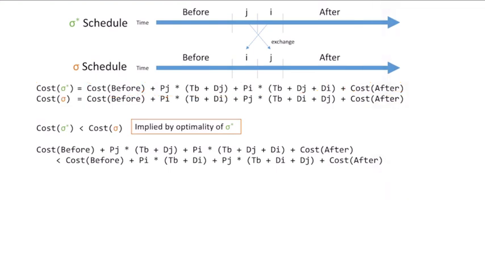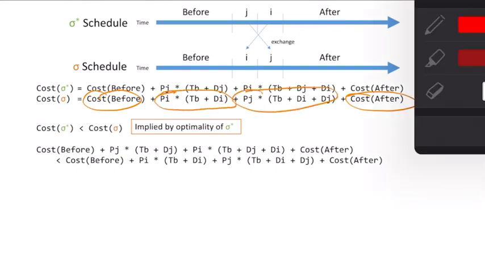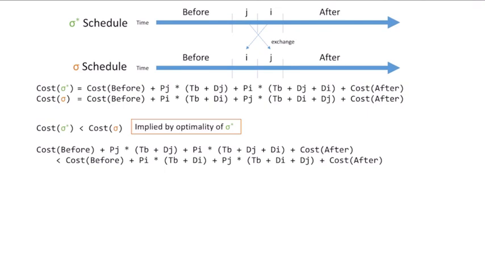Similarly, for the sigma cost, it's the cost of everything before and after, plus the job cost of I and J. The only real interesting thing that I'm denoting here is that I'm saying that the total running time of everything that comes before, so the sum of durations from everything that comes before, is TB. So TB is just equal to the sum of the durations of everything that comes before. And that shows up in a few places. So that's the only piece of notation that should be unusual for this slide.